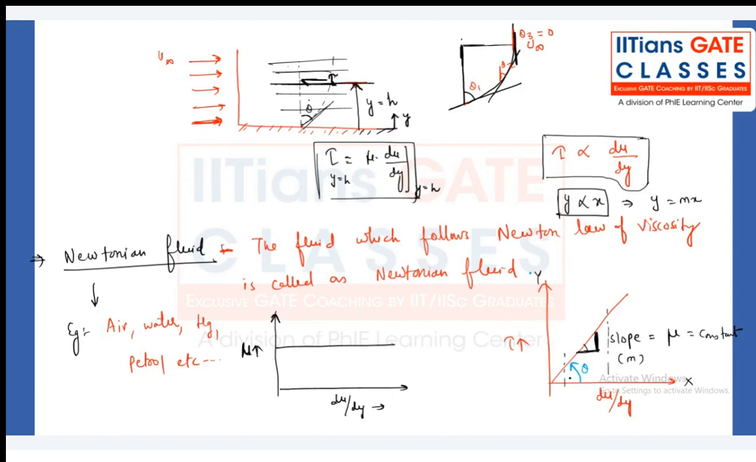If I take the slope of tau versus du by dy, I will be getting the slope as mu only, because if we compare this equation with mu times du by dy, you will be getting m as mu only. So whatever the slope of shear stress and the velocity gradient, that will be called viscosity. This is the slope I am taking.